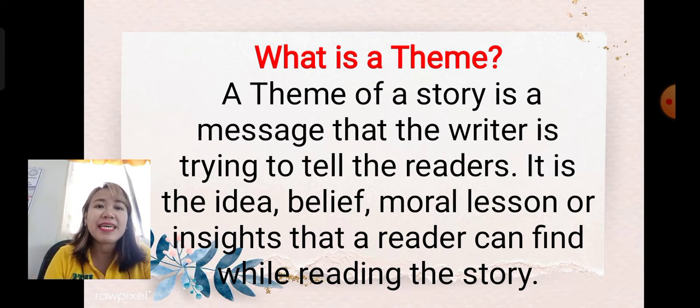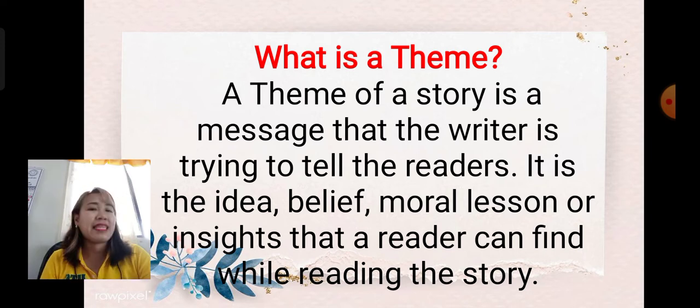So, yun yung ipinaparating niya sa ating mga mambabasa or sa ating mga reader na tinatawag. Sa ating mga readers, yan. So, during the reading of the story, dun yung madedetermine yung nais sabihin ng writer sa atin. Okay?